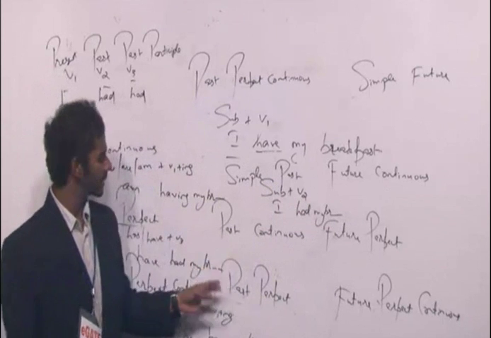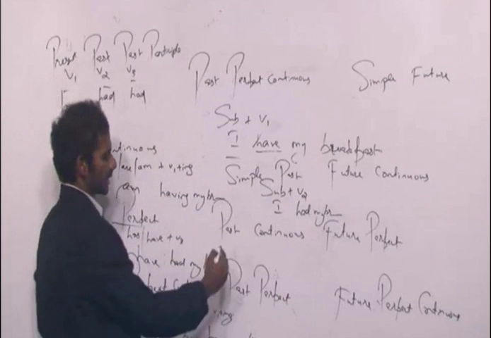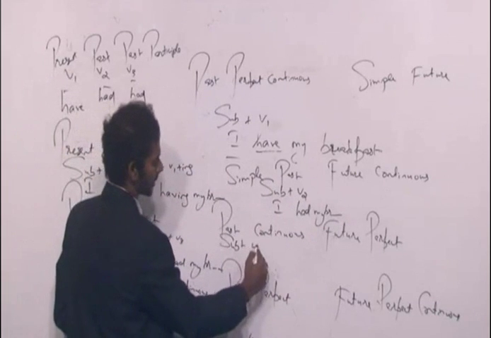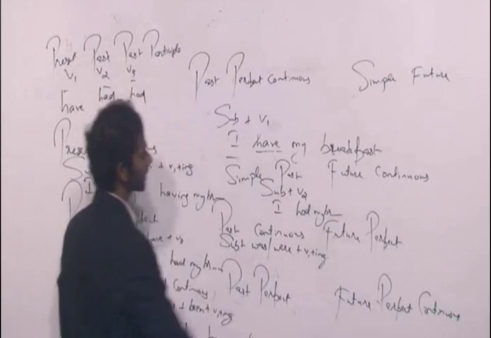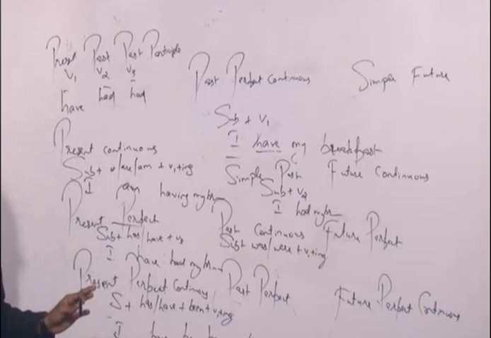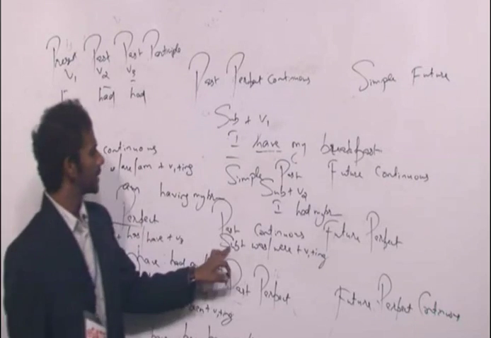Got it? Second category in past tense, past continuous tense. The rule is subject plus was or were plus V1 plus ing. Subject plus was or were plus V1 plus ing is the rule of past continuous tense. Subject is I.